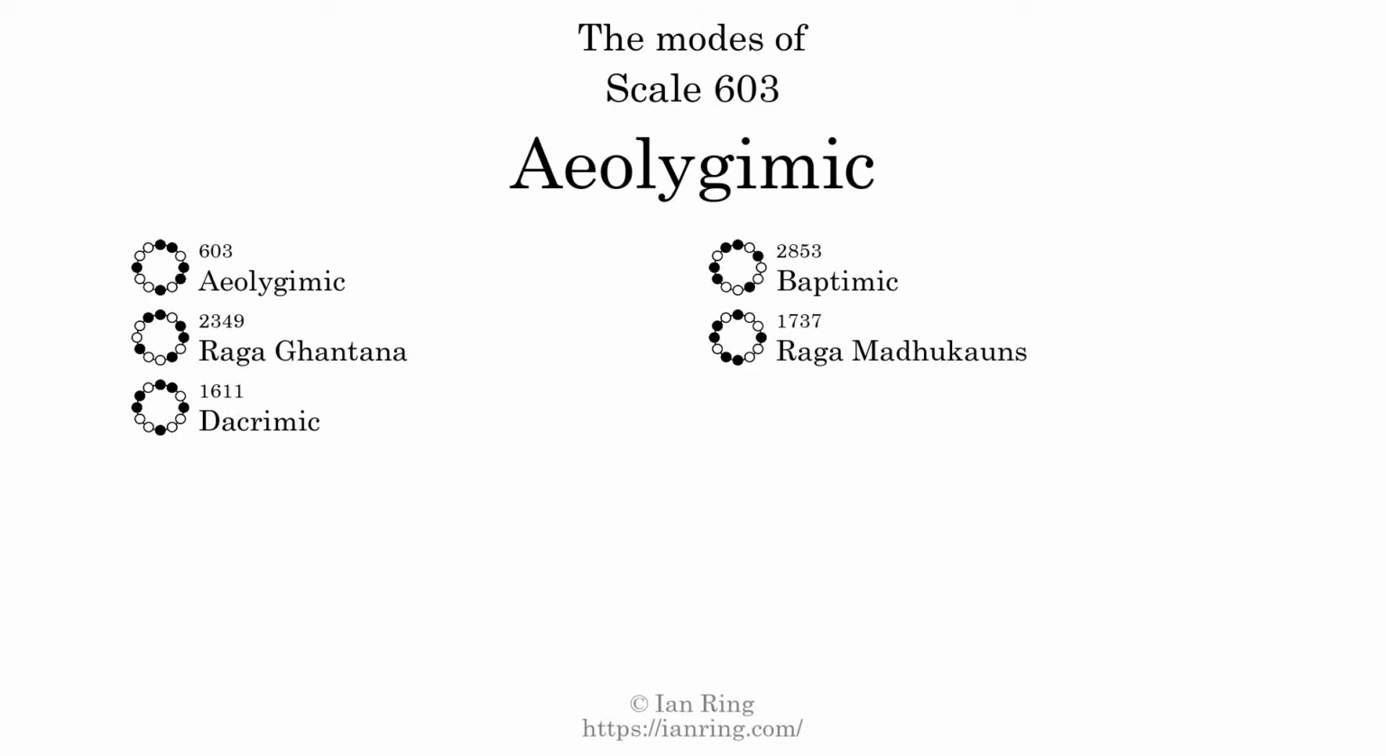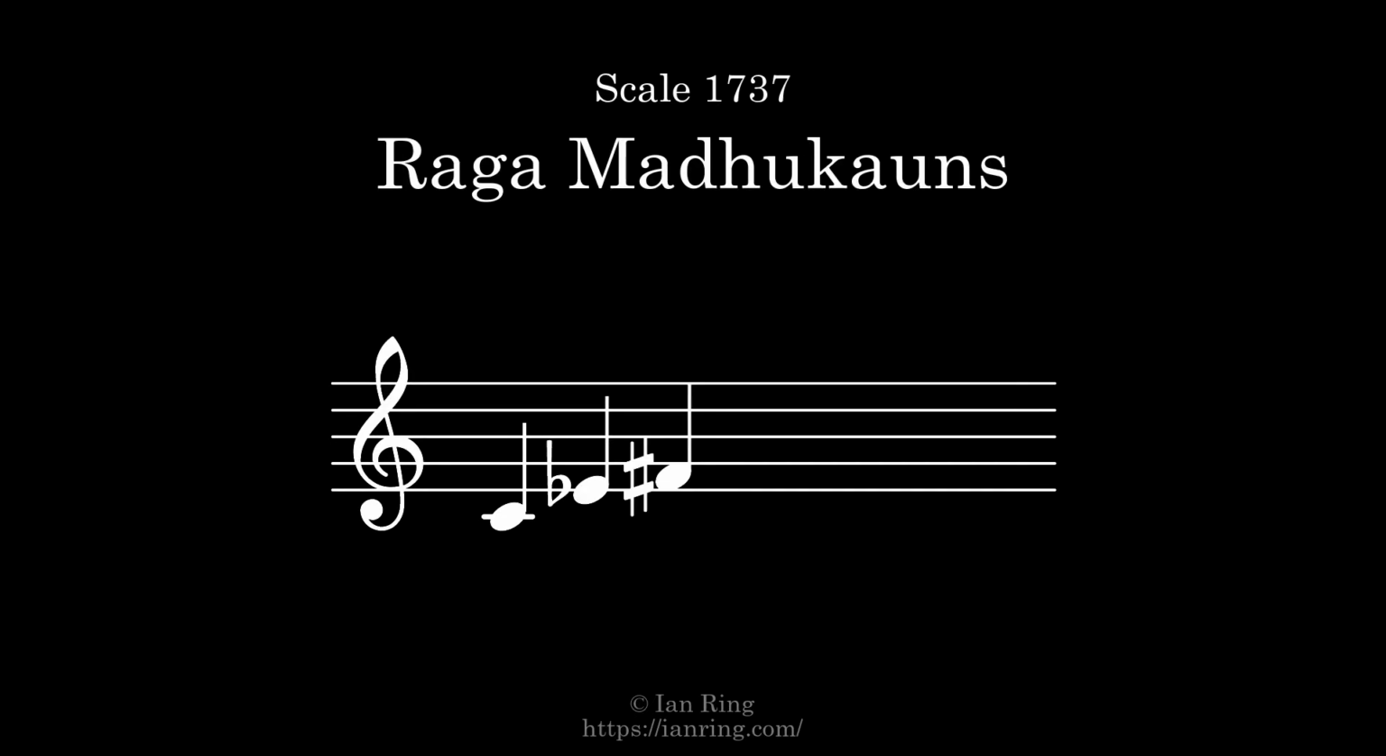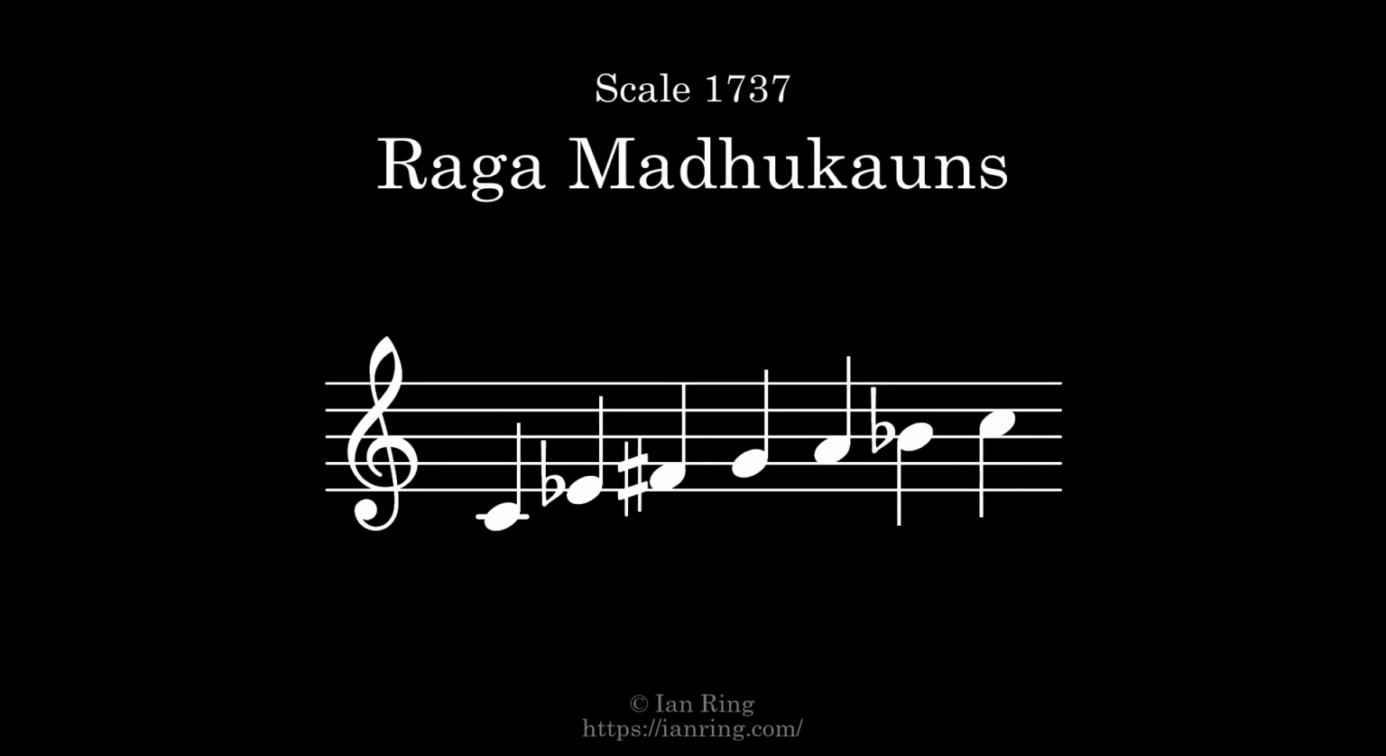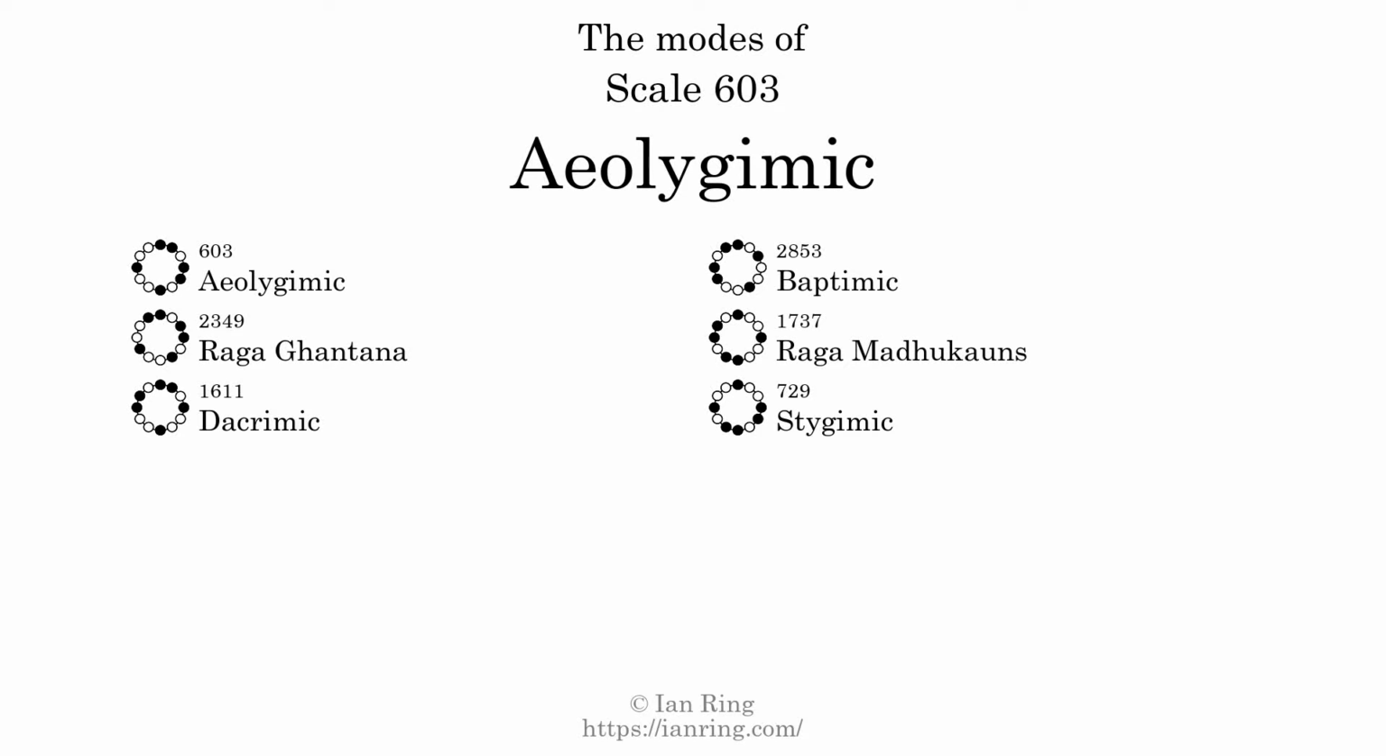The fifth mode is scale 1737, also known as Ragamadhyakons. It sounds like this. The sixth and last mode is scale 729, also known as Stygiamic. It sounds like this.